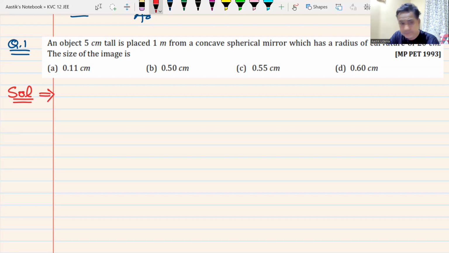Sir, answer is C. That is correct. 0.55 centimeters. Well done. I do not get very excited with the right answer. I get more excited when I understand how this answer was achieved. So I'm more intrigued by the factor. How did you get this answer, my dear friend? Tell me.